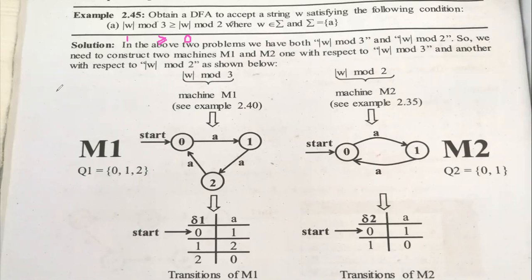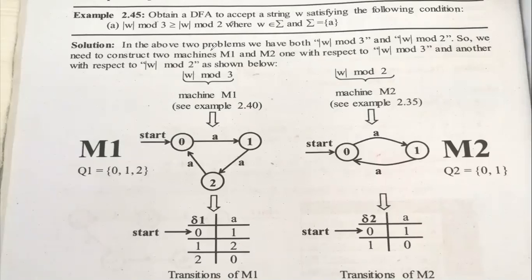Then in the case of 3 A's, observe carefully. If we have 3 A's, the length of W is 3. 3 divided by 3, the result is 0. 3 mod 2 is 1. Are we satisfying the condition? No, because 0 is less than 1. So if I provide 3 A's, it should be rejected. I hope you got some idea regarding the question.